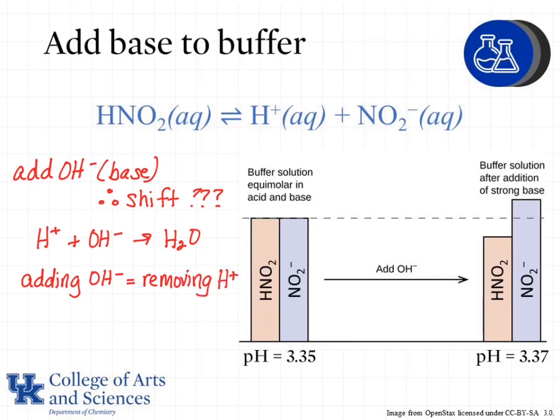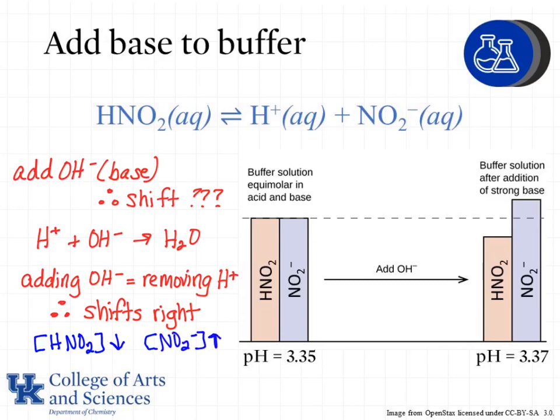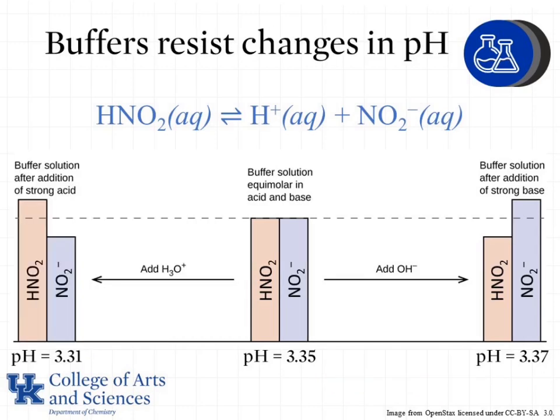And from Le Chatelier's principle, we know that removing something on the product side will result in a shift towards the right, which will lead to a decrease in the amount of HNO2 and an increase in the amount of NO2-. We only see small changes in the pH when we add base to a buffer, unlike adding base to water. Remember that the function of buffers is to resist changes in pH.